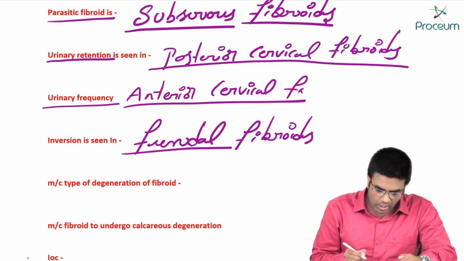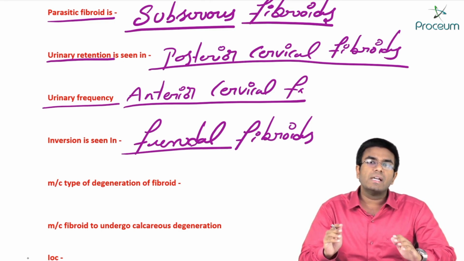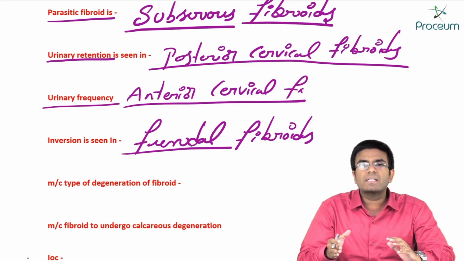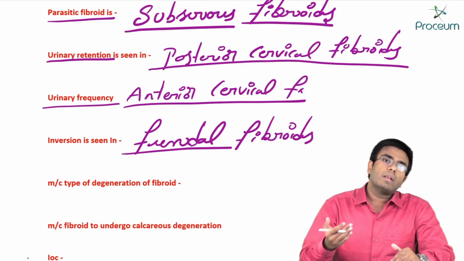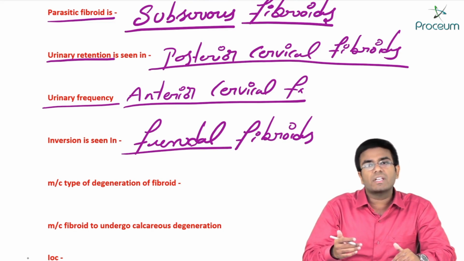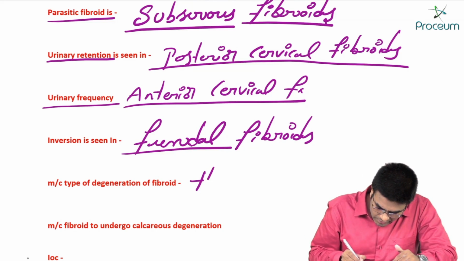Now, most common type of degeneration of the fibroids. Guys, please remember, due to decreased blood supply, these fibroids will undergo degeneration. Now, what is the most common type of degeneration? That is hyaline degeneration.